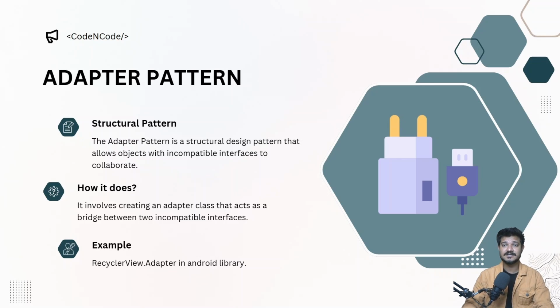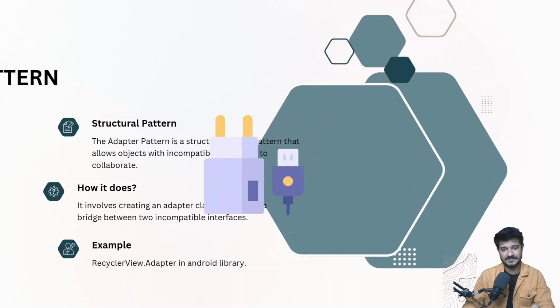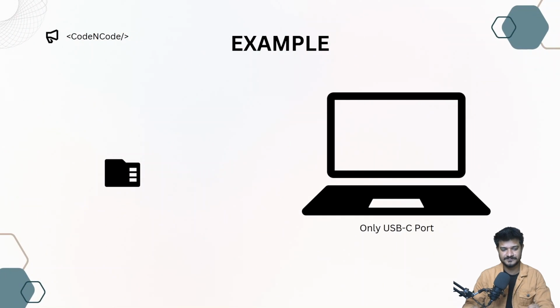So let's understand the adapter pattern with a real world example. Here it is. Let's say you have a laptop which only has a USB-C port. Now you also have a memory card or SD card. You want to transfer some data from the SD card to the laptop, but that is not possible because it doesn't have a port for an SD card. It only has a USB-C port. What can you do in this situation? You bring in an adapter, which is an SD card to USB-C adapter.